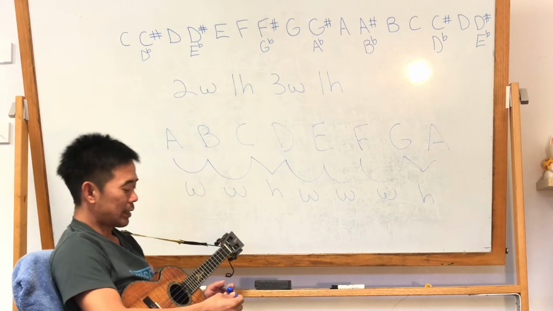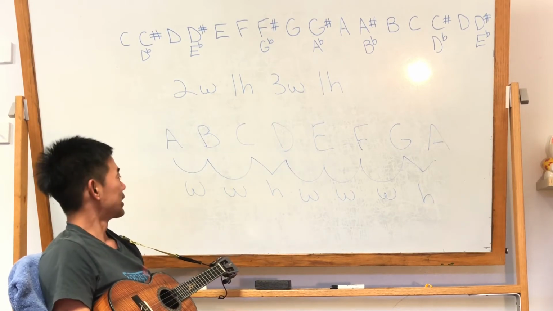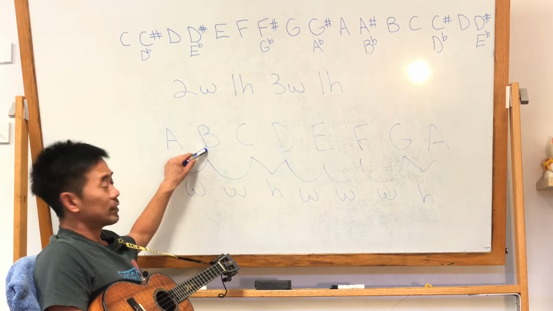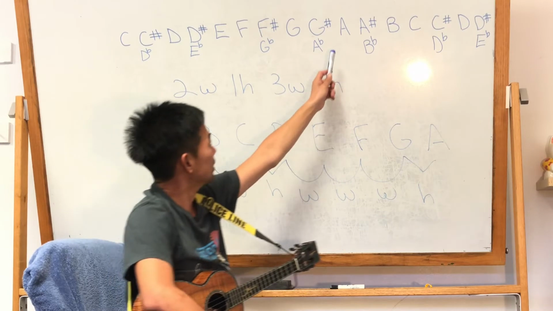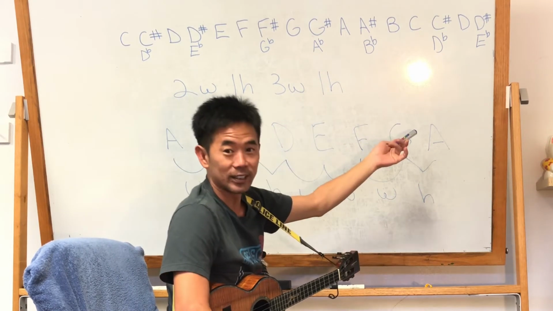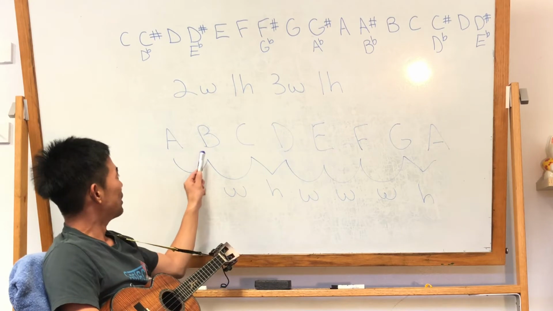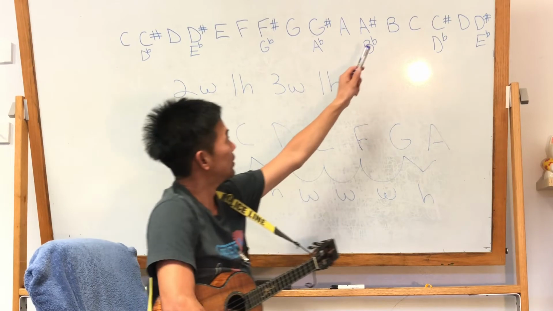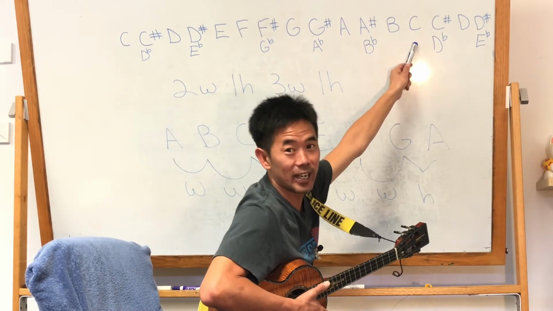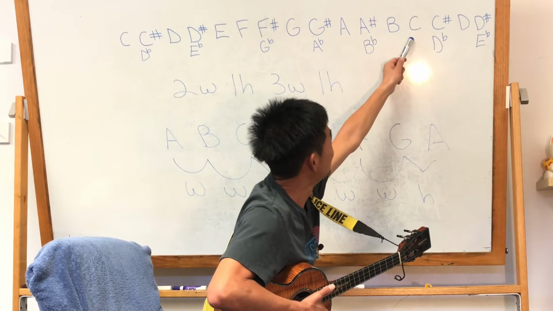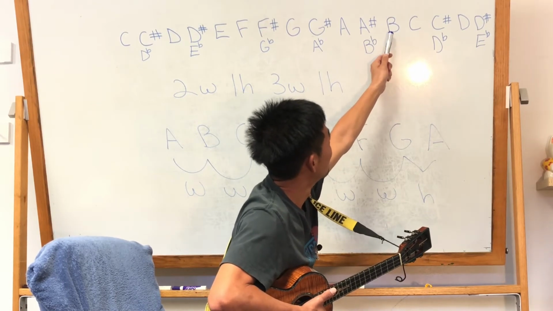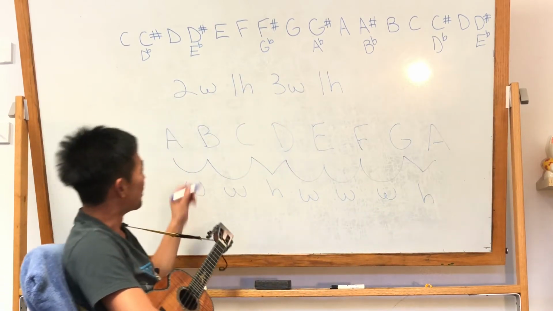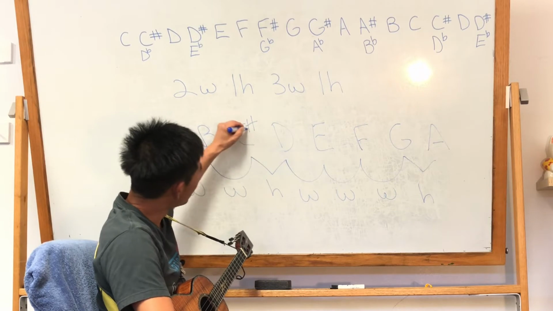Okay, so true or false? A to B is a whole step. Is that true? Let's see. A to B, that's a whole step. True. Okay, so we're good here. B to C, is that a whole step? B to C is not a whole step. It's a half step, right? So how do we make this true? B to C sharp is a whole step. So I'm going to change this to C sharp, okay?